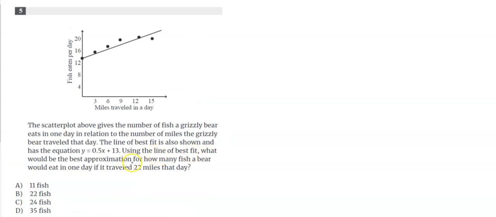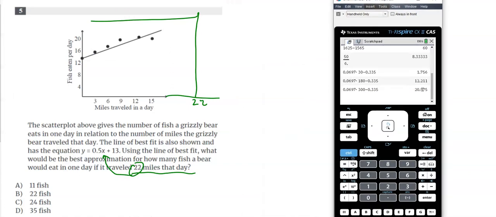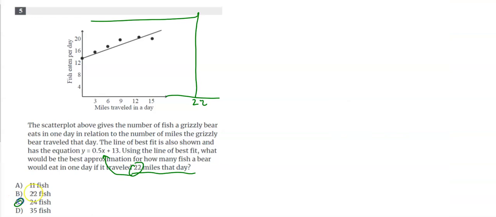Use the line of best fit. What is the price of how many fish a bear can eat? 22 miles in one day. So I don't know, that's somewhere out here. So it's somewhere up there, but I need to do a better job of estimating this. So I'm going to plug into the formula and see what happens here. So let's get our calculator out. So this would be 0.5 times 22 plus 13. 24. So 24 is right.